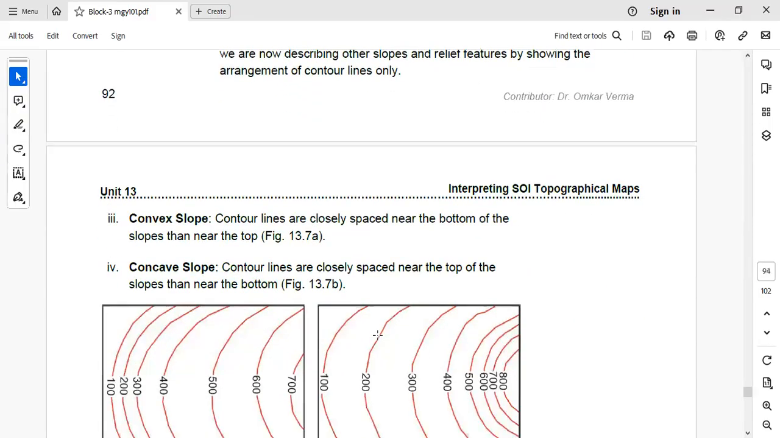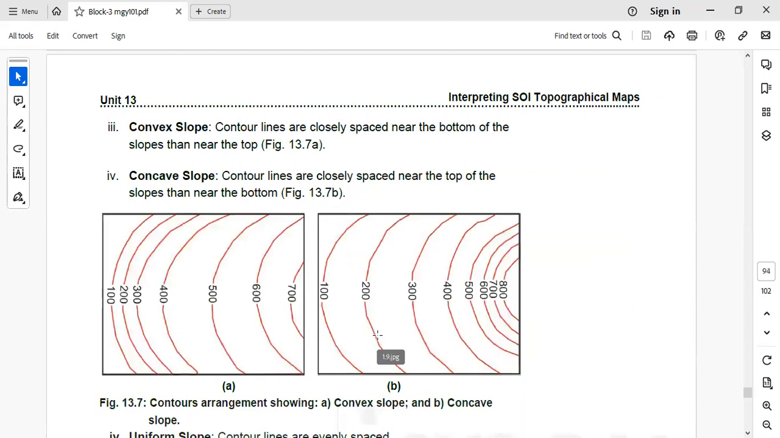So now we have the convex slope and we have the concave slope. So in case of convex slope, contour lines are closely spaced near the bottom of the slope than near the top. Here, this is the bottom of slope, and here the value is 100, and now this is top because the value is 700. Now the value is increasing from bottom to top. So here the contours are closely spaced, and here the contours are widely spaced. So this type of arrangement indicates the convex slope.